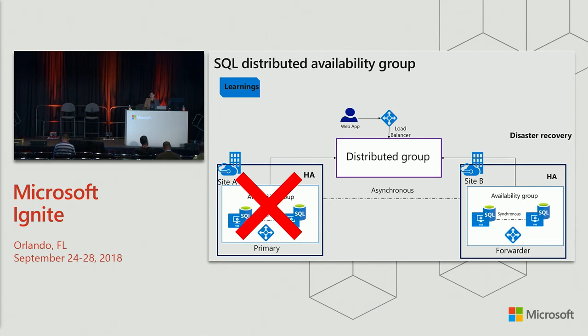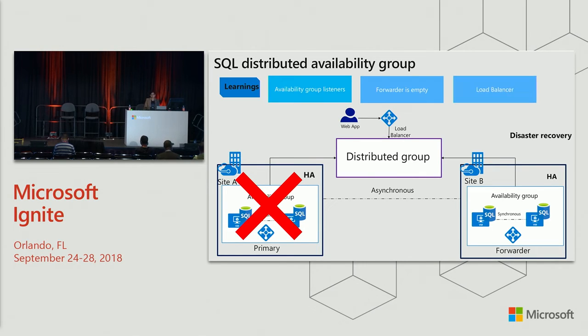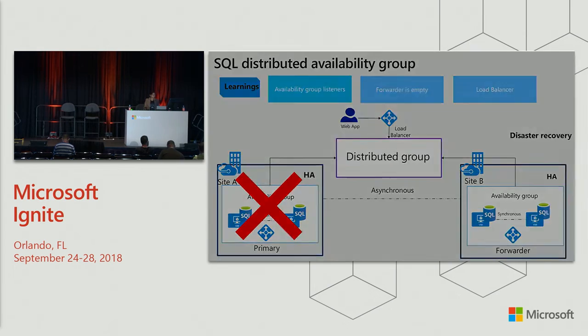And the major learnings that we learned while doing this was basically making sure your availability group listeners are configured correctly, your forwarder is empty, which means that your site B doesn't already have an existing database, and also that your load balancer is configured correctly so it can communicate to all your endpoints. And so I'll be doing a demo of this, so I might be referencing some of these terms like primary and forwarder, so hopefully you're able to understand.